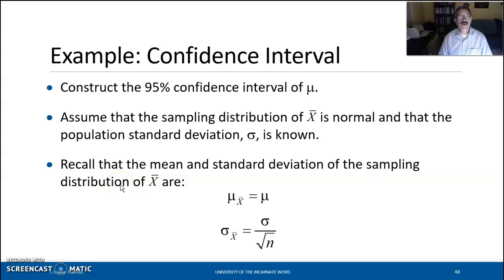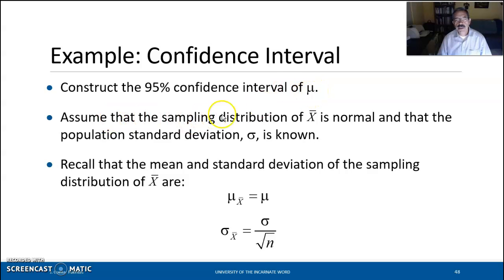This is part 6 of the Module 7 lecture. In this case, we're going to see how to construct a confidence interval, what its characteristics are, and how it's interpreted. All right, as an example, let's construct a 95% confidence interval for the population mean mu.